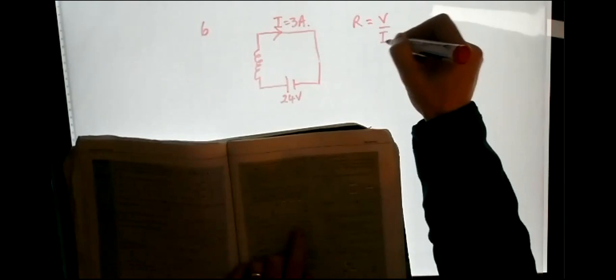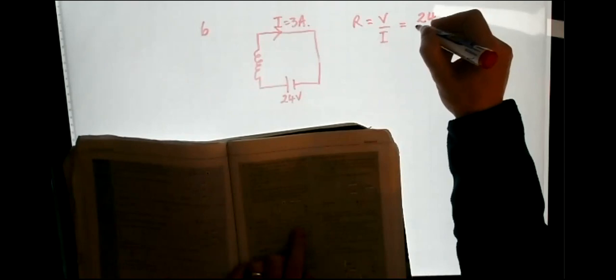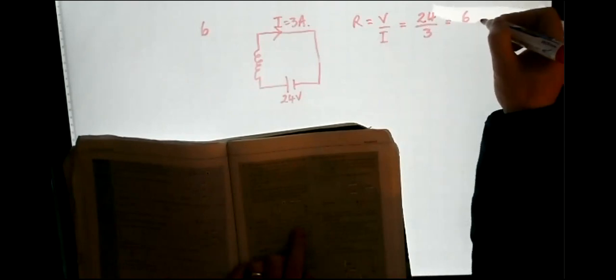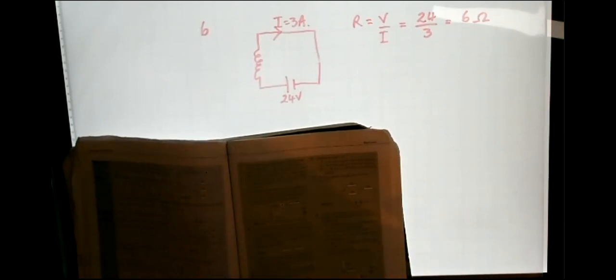Find the resistance of the conductor. When the temperature of the conductor is raised, the potential difference across it remains the same, and a current of 2 amps flows through it. Find the increase in its resistance. So R equals V over I. The voltage is 24, the current is 3, so the resistance is 8 ohms.